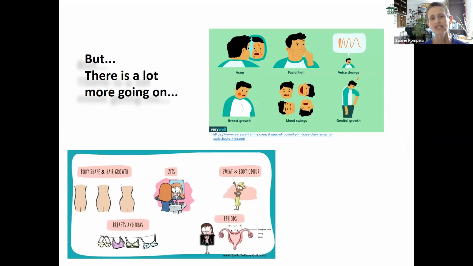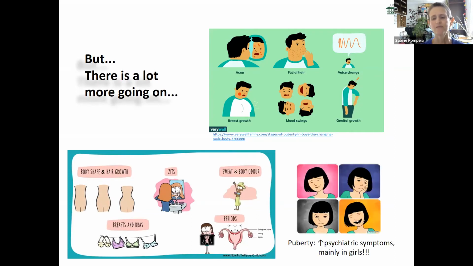We must also consider that there's much more going on in terms of puberty, right? Not only changes in genitalia, breasts, and pubic hair. And in the present scenario, I think it's important to point out that puberty is related to the increase in psychiatric symptoms, mainly in girls, right? So there's lots to do with puberty that most studies ignore.